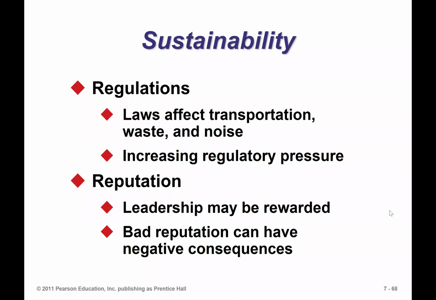Reputation, you want to make sure that your company has a good reputation. As leaders you may be rewarded, but a bad reputation can have negative consequences on your company. Okay, that goes without saying. So those are the 4 R's, guys.